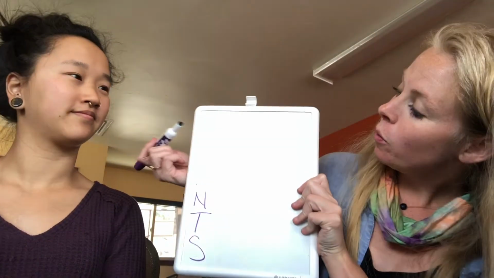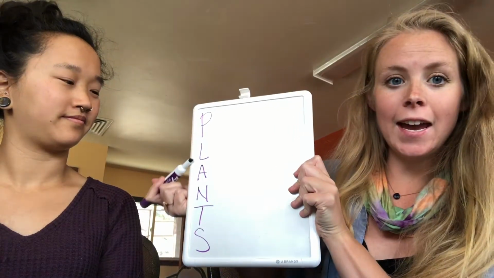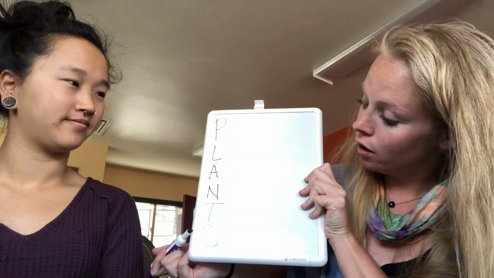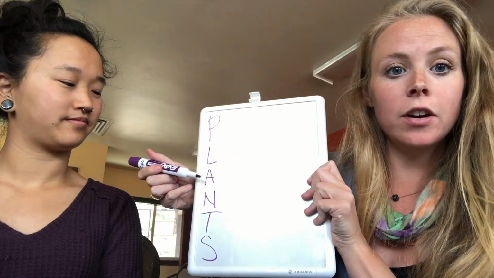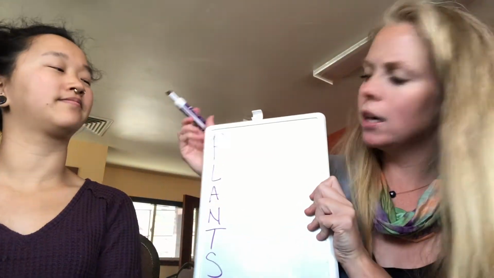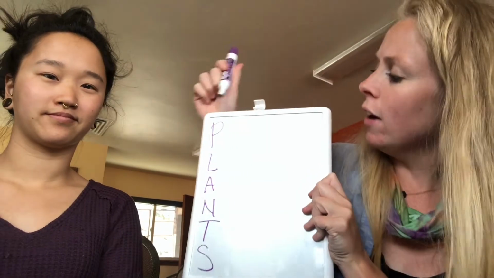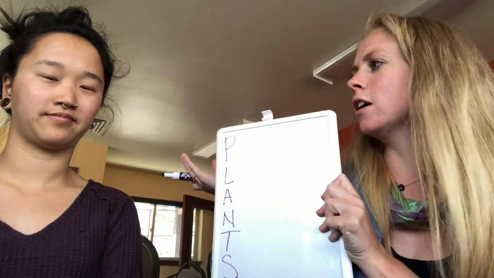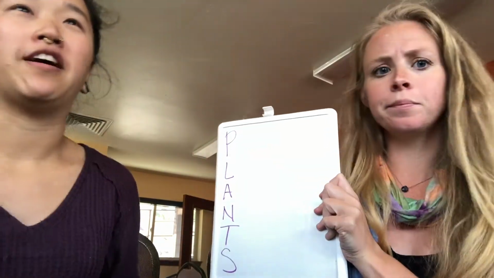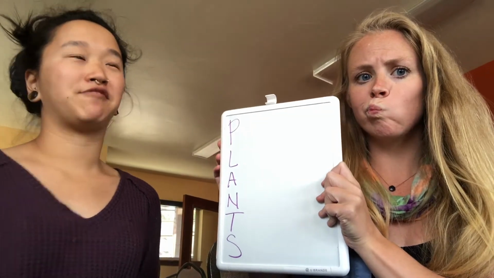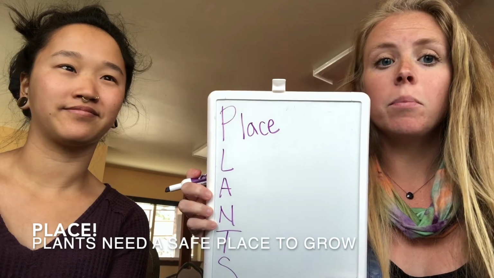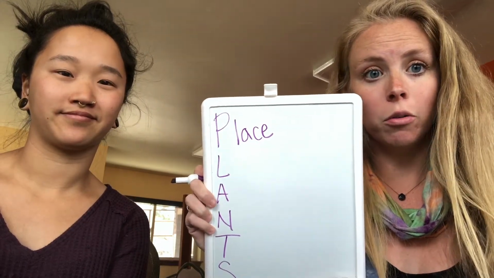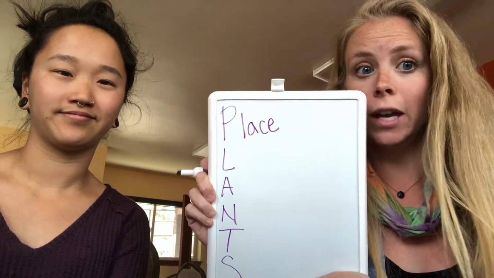Sarah, we have our PLANTS on our board here. Each one of these letters stands for a different plant need. So I'm gonna give you guys an example. We have P here. Sarah, what do you think a P could stand for? Well, I know that plants really need a safe place to live. We need a safe place for our seeds to grow and for our plants to grow big and strong.